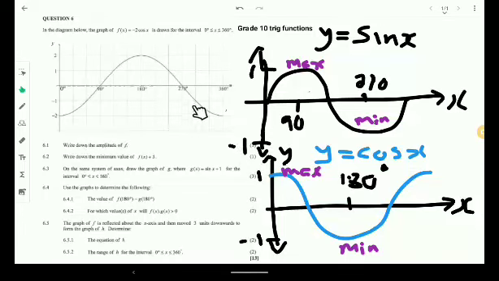We know that this graph is the reflection of this one about the x-axis because we see the negative sign here. And if it's 2 here, that means this graph has been multiplied by 2. So the maximum of this graph should be at positive 2, and the minimum should be at negative 2, if the graph didn't shift vertically or horizontally.